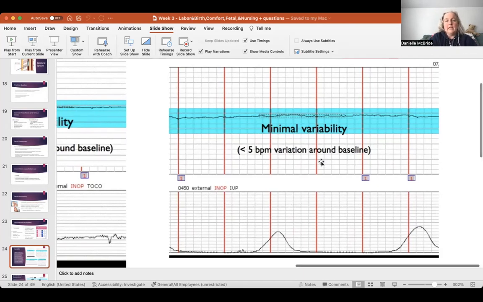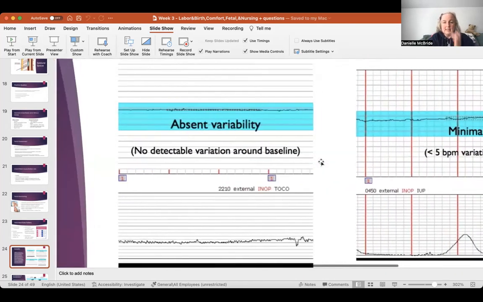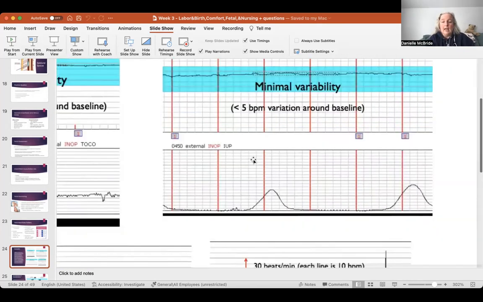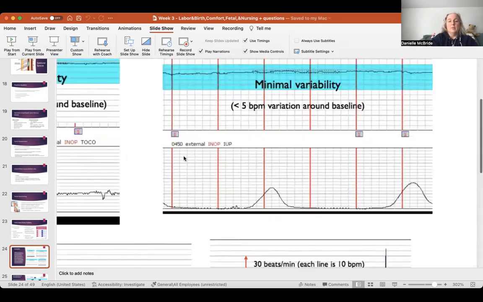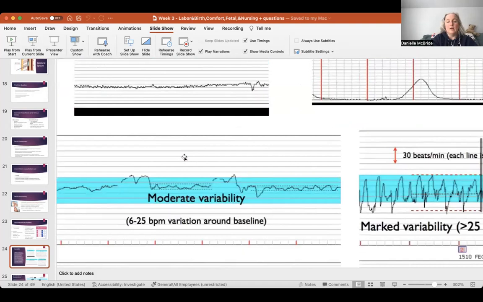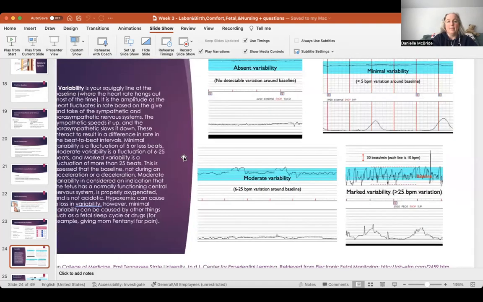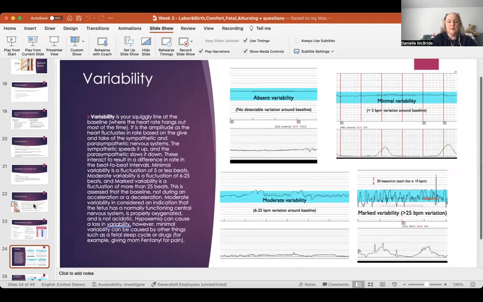Other types of variability are not as common. Absent is completely not detectable. It's a straight line. This baby is in trouble. And marked variability is chaotic. These are greater than 25 beats of variation around the baseline. Okay, not super common to see this. The most common ones are going to be minimal and moderate. Okay, so that's variability.